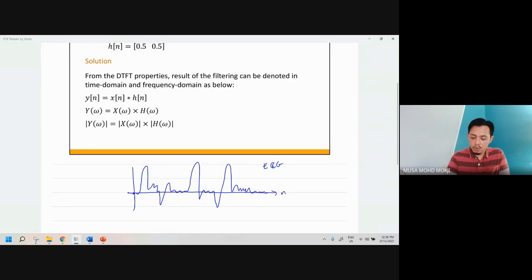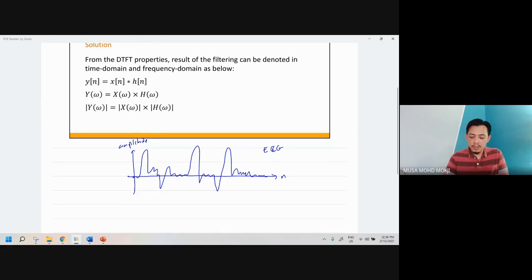So what is this? Supposed to be N. This is some amplitude. It can be voltage, maybe. If the ECG is actually measuring voltage, then the amplitude will be voltage. So this is an example of an ECG, maybe from 0 up to 10,000 samples. Of course, we can convert this N into T.